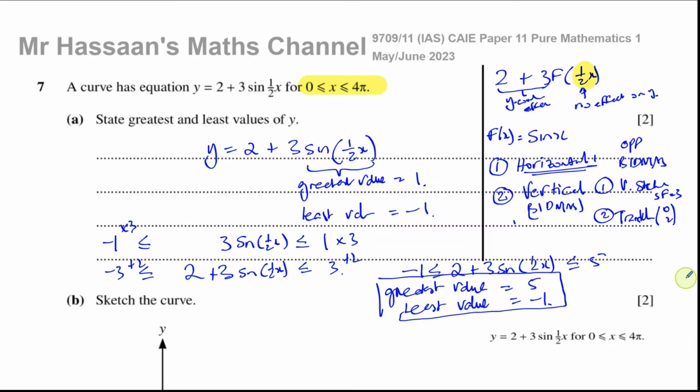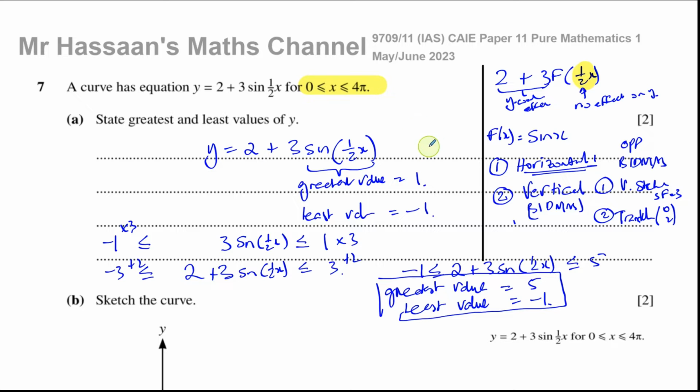It says state, 2 marks, 1 for stating each one. You don't have to show all of these steps. As I said, I'm using these videos as a means of teaching students and building up some foundational knowledge and understanding of transformations and so on. So that's why I've written all of this stuff down, and I've gone through all that. I could have just written it down in the answer.